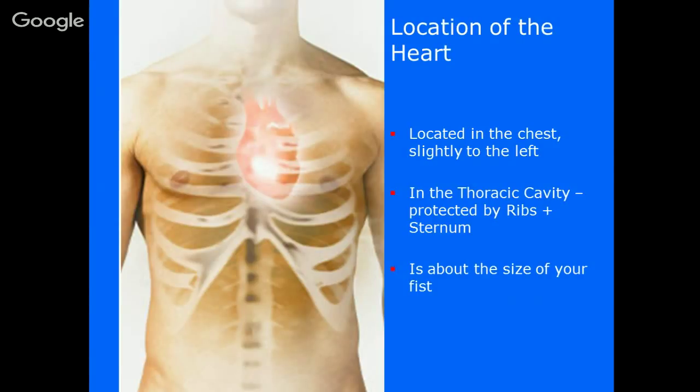So it's right in the center of the chest, and it's slightly to the left, but it's totally covered by the ribs and supported by the sternum, so that means it's totally protected, which means it's not going to come into any danger. So the main areas you need to know is it's located in the chest, slightly to the left, and it's protected by ribs and sternum. And it's about the same size as your fist.